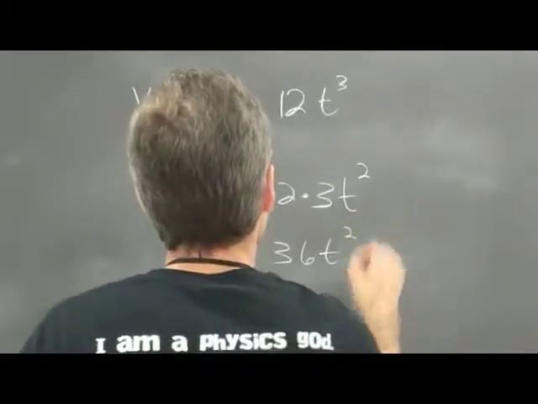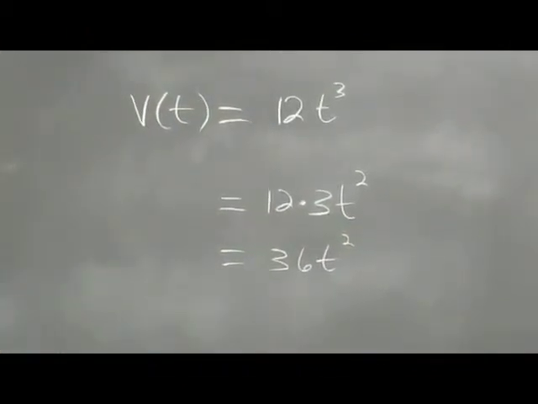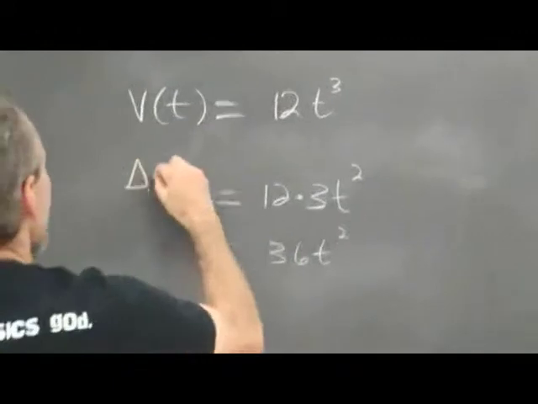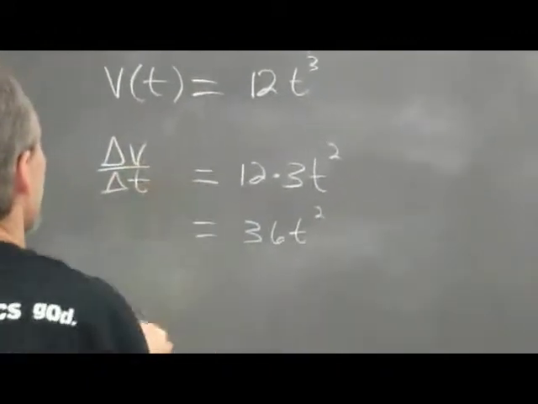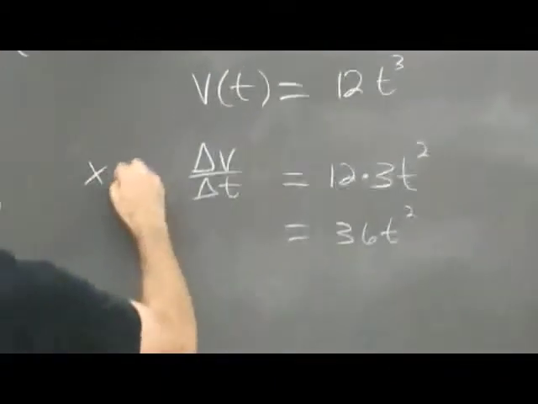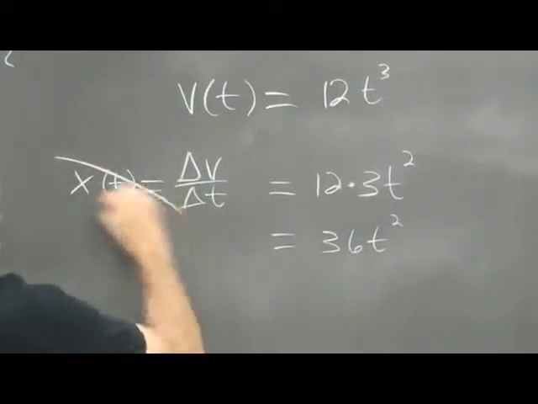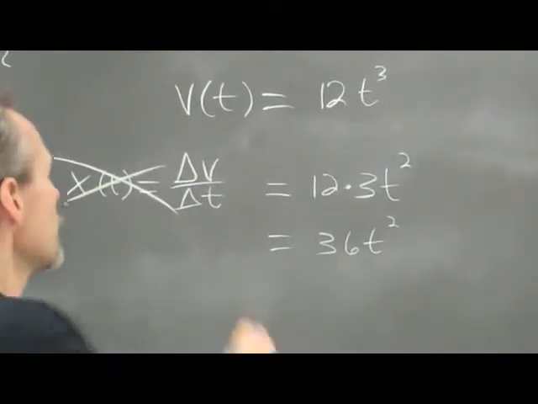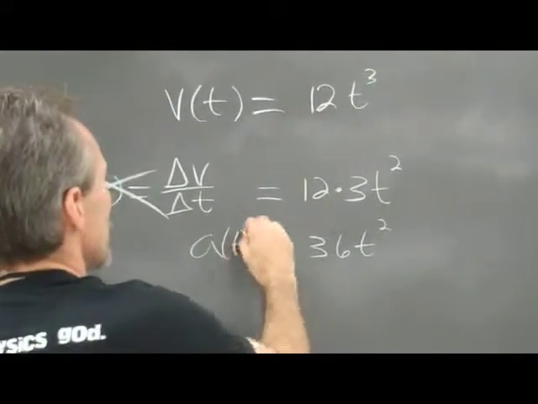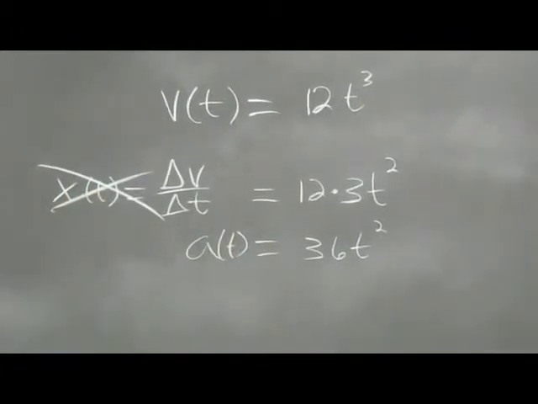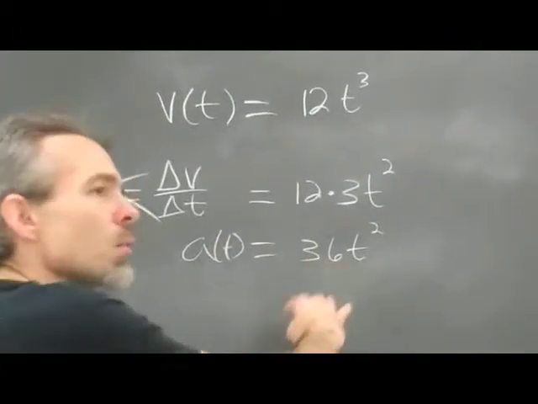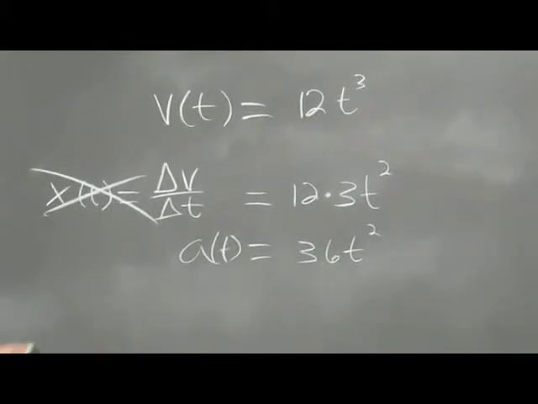And so that would be 36t squared. But wait a second, these rules are rules for slope. So in other words, what I just found here was the change of velocity over change in time. Is that equal to the position? No, it's not, right? It's not equal to position. What we just found was the acceleration. That's the slope of a velocity time graph. So even though this is what we're thinking we're going to do, that's not quite right.